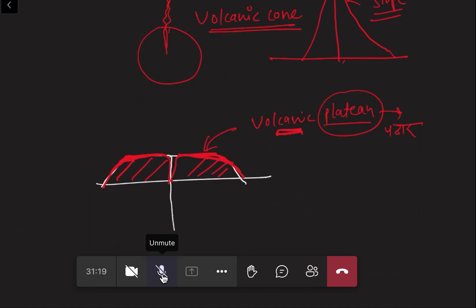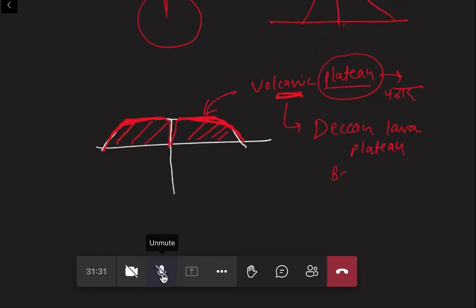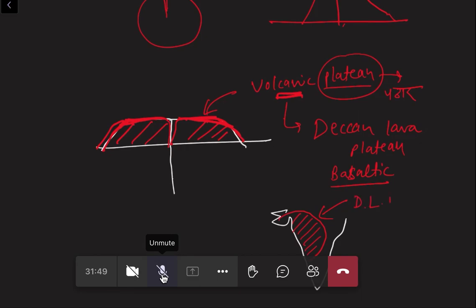Example of this type of plateau is what? Deccan lava plateau. Deccan lava plateau is basaltic in origin, and this is flat land. So we have discussed that yesterday also, today also a bit, that this area we have got what? This flood basalt. So in part of Deccan lava plateau, this is Deccan lava plateau. It is a flat, extended, elongated part, okay, and it is volcanic in nature, so it is a volcanic plateau.